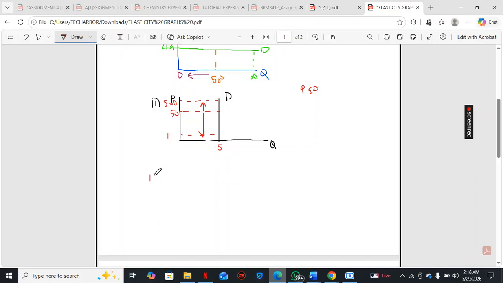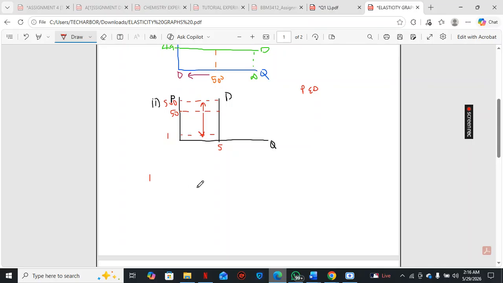Take soft drinks, for example. If they increase the price of Coca-Cola, people can go and buy other soft drinks. They just substitute the Coca-Cola with other soft drinks. So the quantity demanded for Coca-Cola will drop by a big amount. If they lower the price of Coca-Cola by a small amount, people are going to start buying the Coca-Cola because it's cheaper than the other drinks.